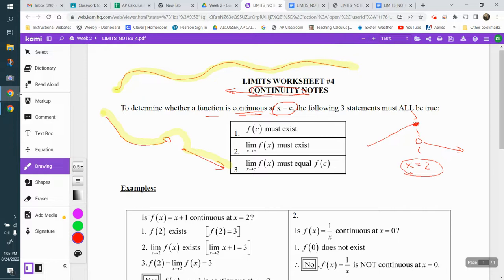So now you have to have 3 steps. You must include 3 steps. All 3 steps have to be written to get credit if you're proving continuity. So let's tackle this here real quick. Let's look at some examples.